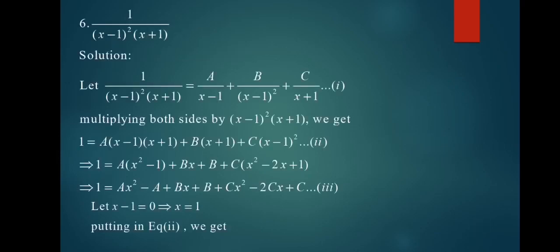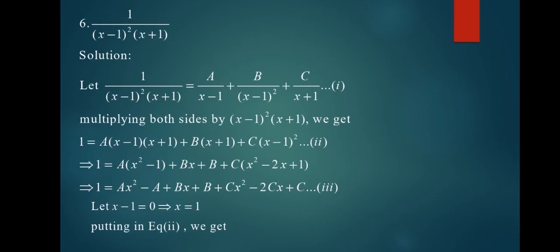Now question number 6 is 1 divided by (x minus 1) whole square into (x plus 1). Here x minus 1 is the repeated linear factor, so it will be written as a divided by (x minus 1) to the power 1 plus b divided by (x minus 1) whole square plus c divided by (x plus 1). It's our equation number 1.